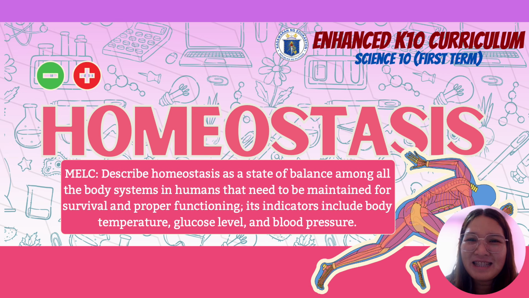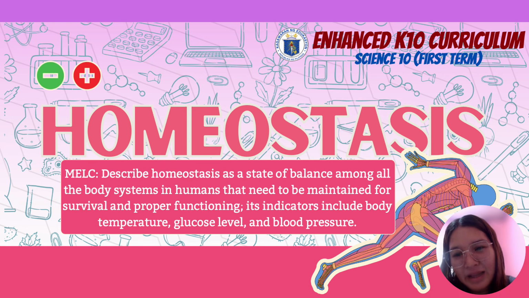Welcome to our Science 10 lesson on homeostasis. Our focus is how the different body systems maintain balance so that the body can survive and function properly. As we go through the lesson, pay attention to the three indicators shown in our competency. First is the body temperature, second, glucose level, and the third one is blood pressure. By the end of the lesson, you should be able to explain why keeping these internal conditions stable is important.